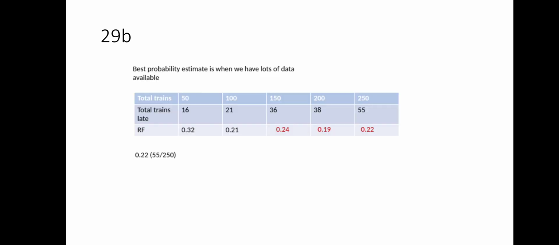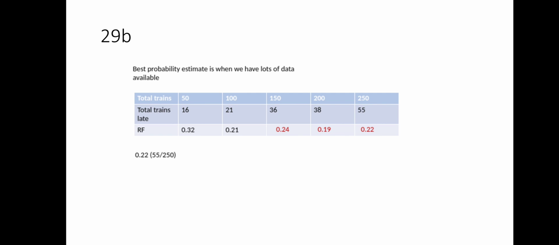Question 29b. Write down the best estimate of the probability that a train arriving at the station is late. So because it's saying what's the best estimate of the probability, the best estimate of the probability is when we have lots of data available. So if we look at the table that we had in the previous question, we can see that we have lots of data at the last group. So 250 and 55 trains are late. That's when we have most of the data available.